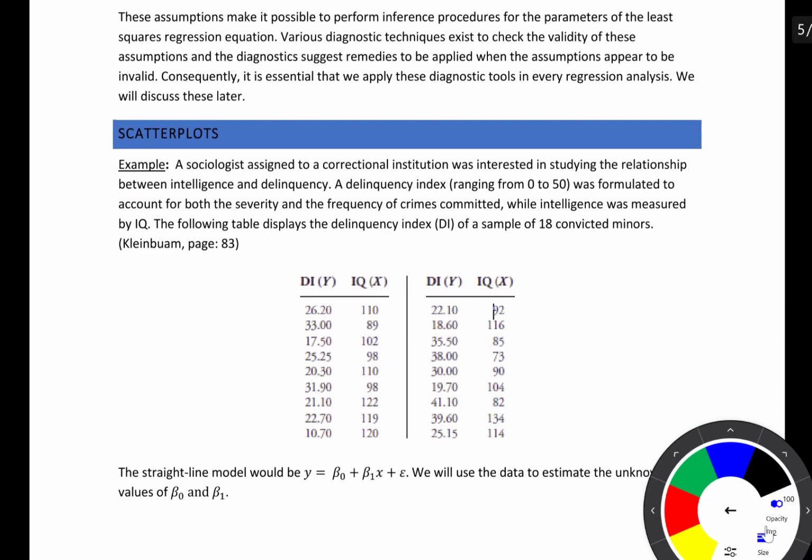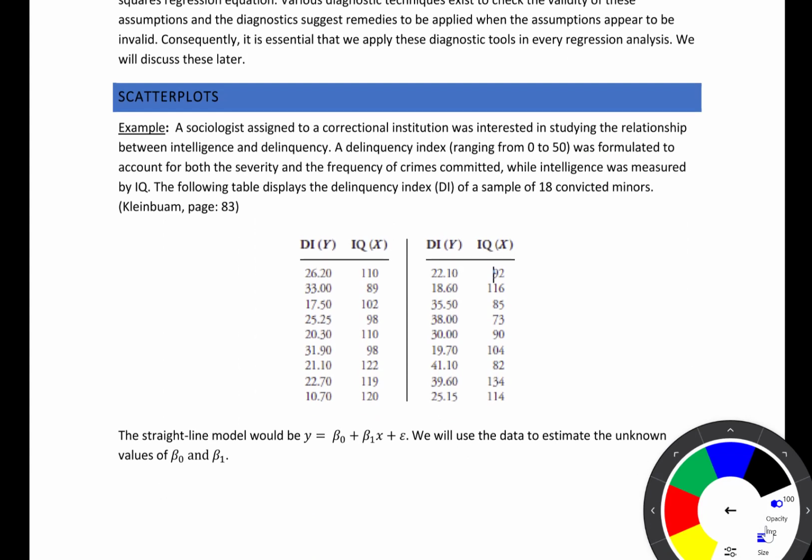Alright, let's look at a new example. This one says a sociologist assigned at a correctional institution was interested in studying the relationship between intelligence and delinquency. A delinquency index ranging from 0 to 50 was formulated to account for both the severity and frequency of crimes committed, while intelligence was measured by IQ. The following table displays the delinquency index of a sample of 18 convicted minors.